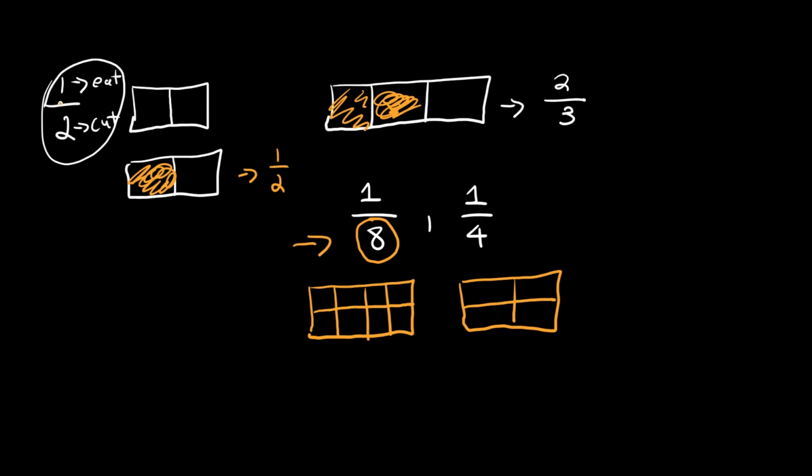1, 2, 3, 4. Now, you see, this piece is smaller. Why? Because the bigger the denominator is, the smaller the pieces are. You see, this piece over here is quite big, and it's bigger than this one here if you compare. So whenever the denominator is bigger, the fraction is smaller.